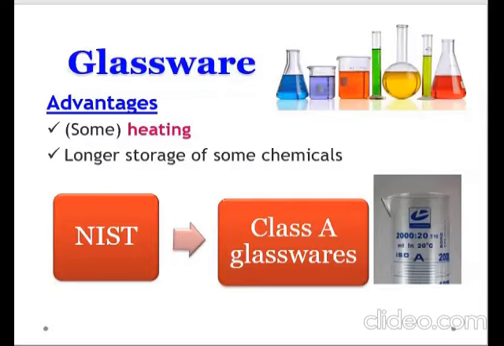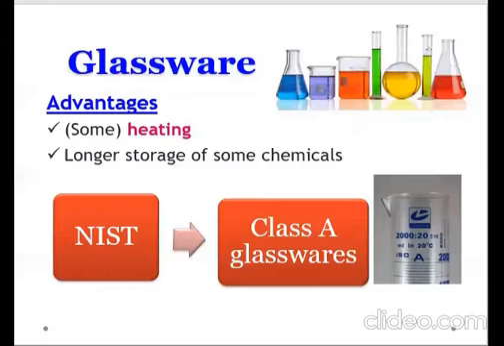And also, glasswares allow longer storage of some chemicals. Now, additional information for glasswares: make sure that when you are using glasswares in the laboratory, they are classified as either Class A or Class B. What do I mean by Class A or Class B? The classes exist because of what we call NIST, the National Institute of Standards and Technology. Okay. So again, your NIST stands for National Institute of Standards and Technology.